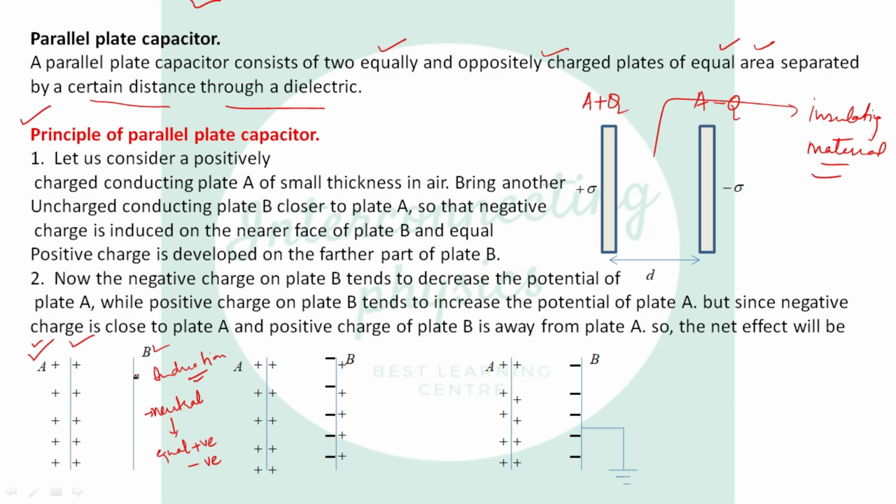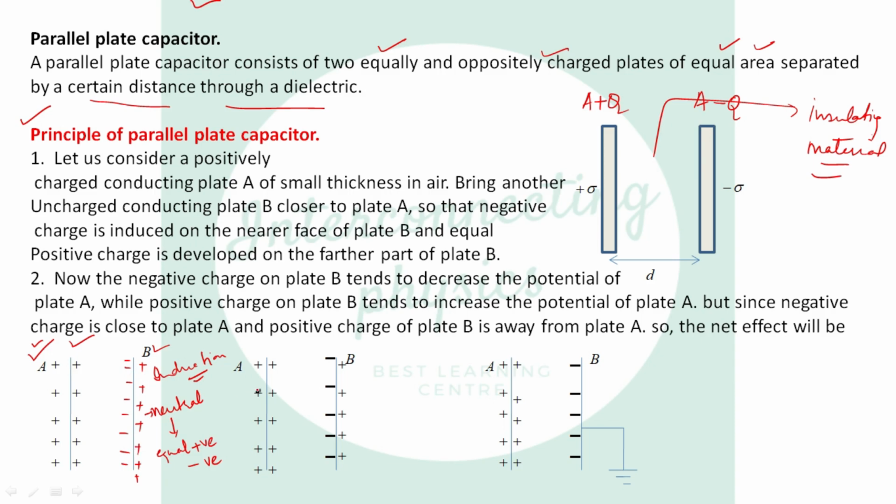When it is brought closer to plate A, the induction process begins, and the nearer side of plate B will become negative and the outer side of the plate will become positive. This is due to induction, because the positive charge will attract the negative electrons toward itself. So this side becomes negative and the other side becomes positive.